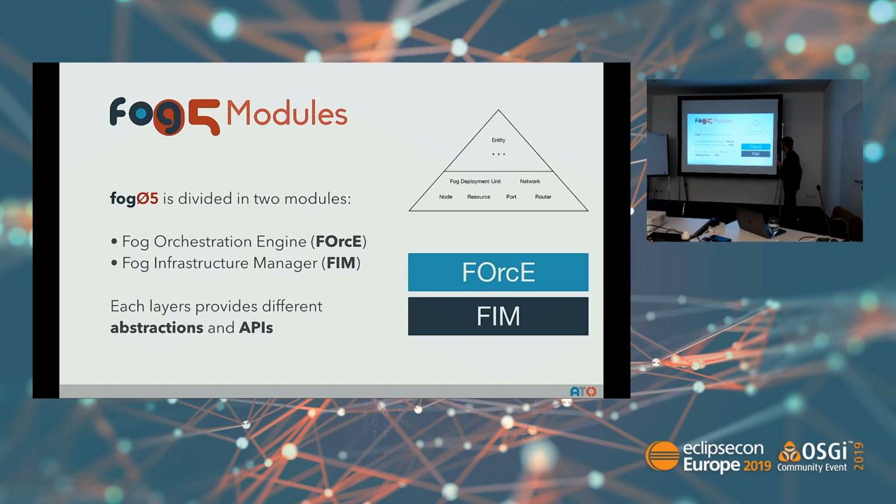So it is this layer that at the end has to provide some abstraction to the user and to the upper layer in order to have this unified view. While the upper layer, the fog orchestration engine, is just the one that should provide orchestration for your applications. And both the layers provide different abstractions and different APIs.